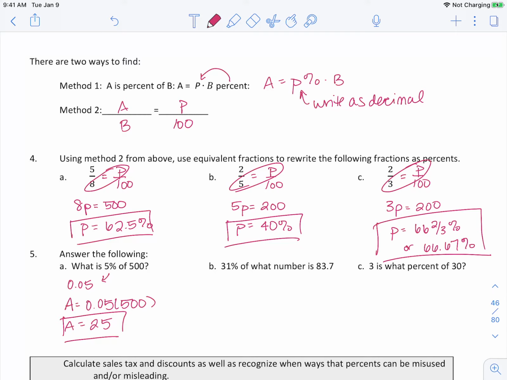For our next one, I'll use the second method. 31% of what number is 83.7? So I have 83.7 divided by B is equal to 31 over 100. We can cross multiply. I have 31B is equal to 8,370. We divide and B gives us 270. I would like you to do C, and you can use either method 1 or method 2.